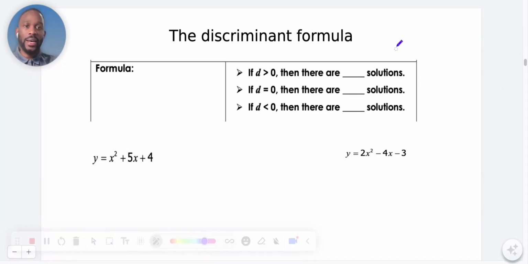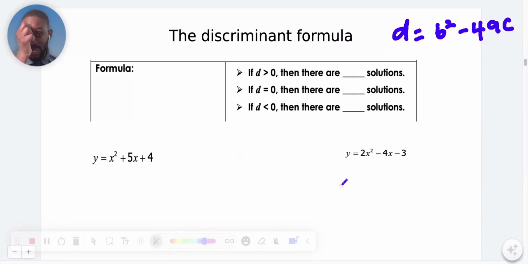So it's given as D, which is our discriminant, is equal to b squared minus 4ac. So whenever you're given a quadratic equation, you have to be able to tell what is a, what is b, what is c. So if the discriminant D is greater than 0, that means the quadratic equation has two solutions, right? If the discriminant D is equal to 0, that means that quadratic equation has one solution. And if the discriminant D, the value you get, is less than 0, that means that quadratic equation has no solutions or 0 solutions. What does that mean?